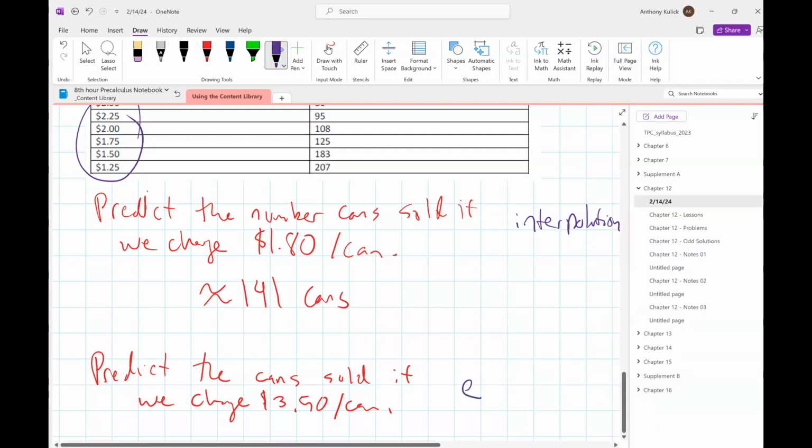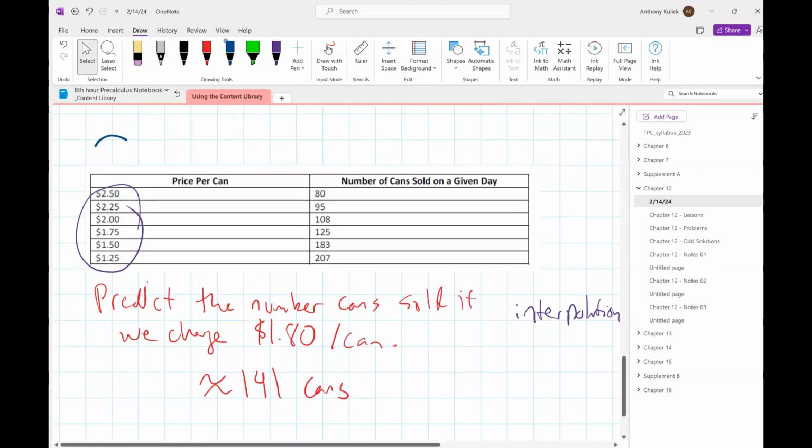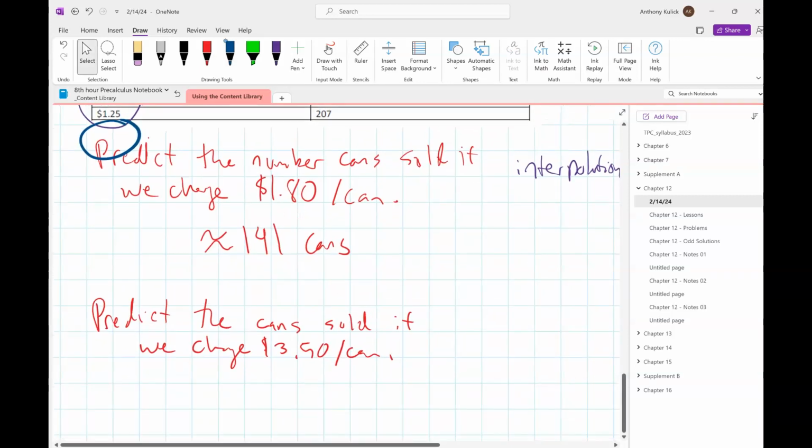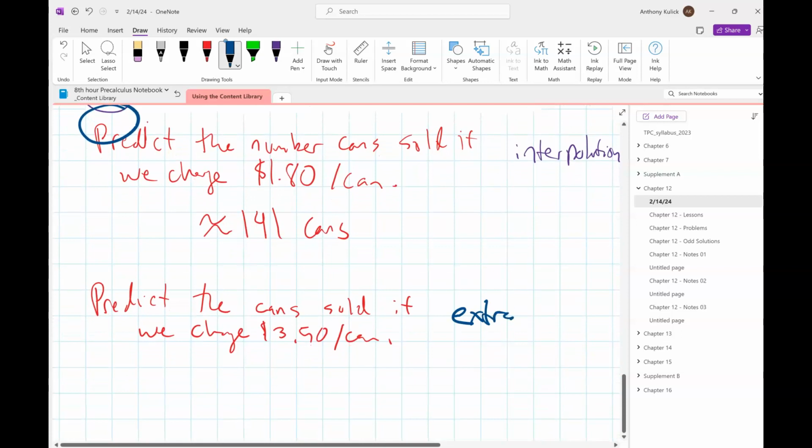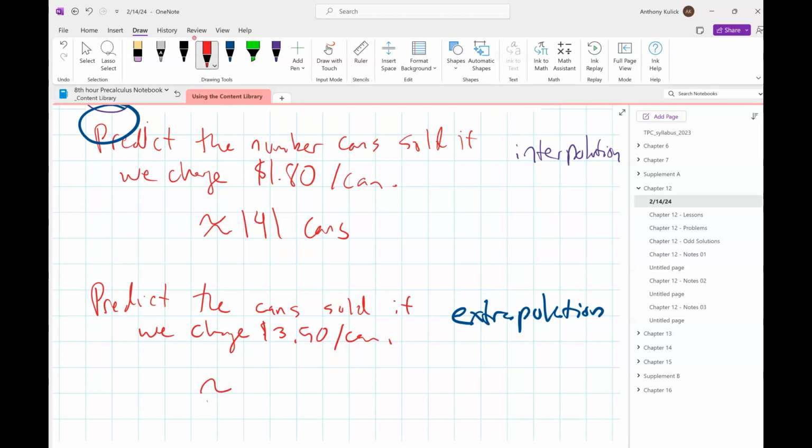So this type of prediction, where we use an x value that's outside of the biggest or smallest values in my data set, is called extrapolation. And typically that can lead to wacky answers. Extrapolation typically is unreliable because in reality, if these cans get too expensive, how many am I going to sell? Just 0, right? I can't sell less than 0 cans.